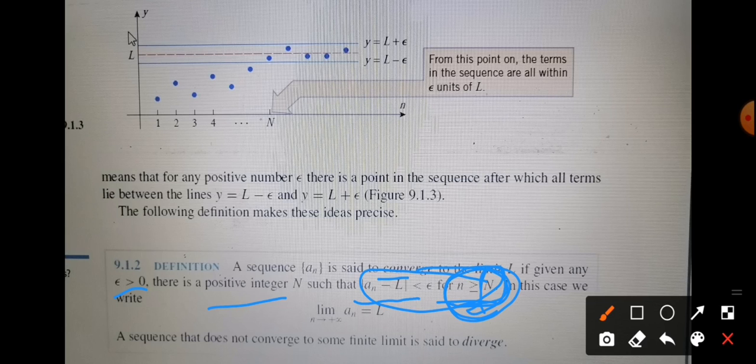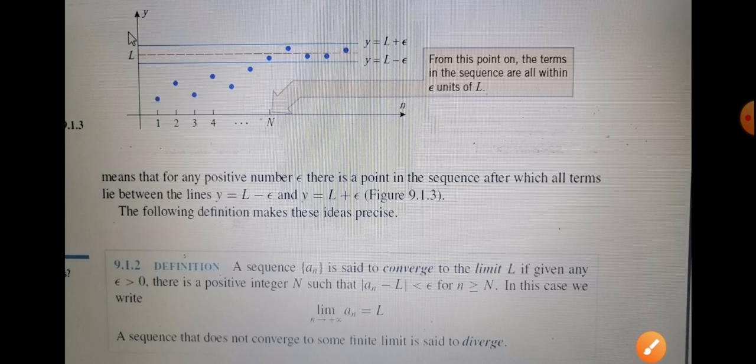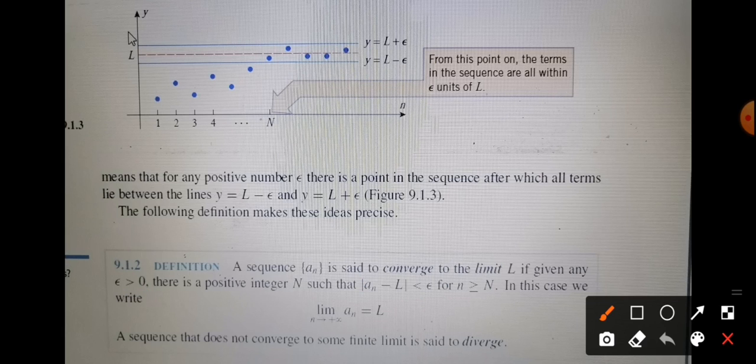So here you can see that after this integer N, the terms are getting closer and closer to a number which is represented by L. So L plus epsilon and L minus epsilon, these are not going to cross this boundary. So these are very close to L as soon as we cross this particular term. In such a case we will say that the limit as n approaches infinity of a_n is equal to L, otherwise it will be a divergent sequence.